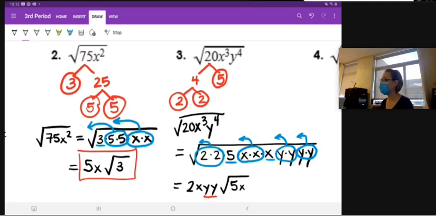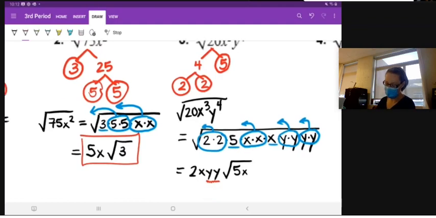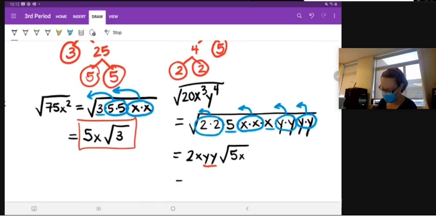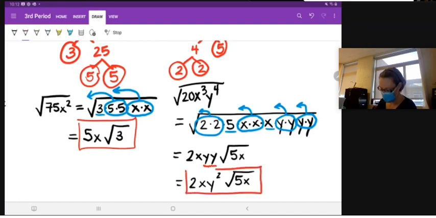Y times y gives us y squared, right? Because you add your exponents. So this becomes 2xy squared times the square root of 5x. Big, complicated answer.